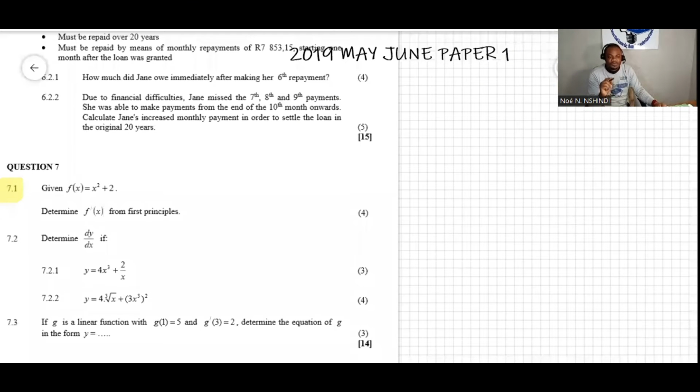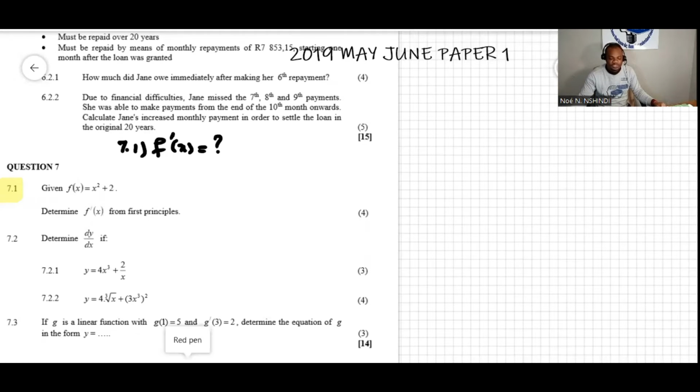Well, we have another question here, question 7. The question says, determine f prime of x from the first principles if it is given that f of x equals 4 minus 7x. Well, I'm going to write the question over here, question 7.1. So we're looking for f prime of x, this time from the first principle.